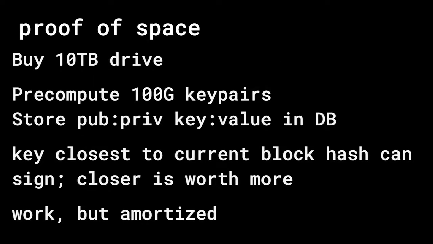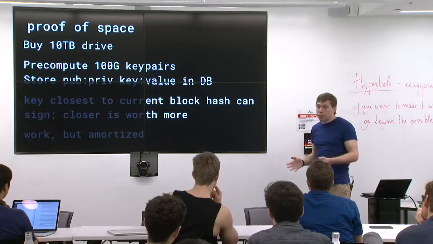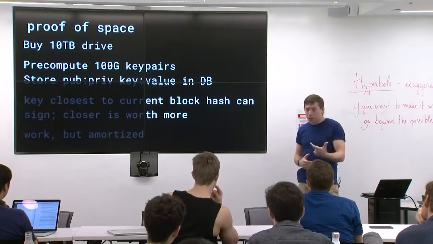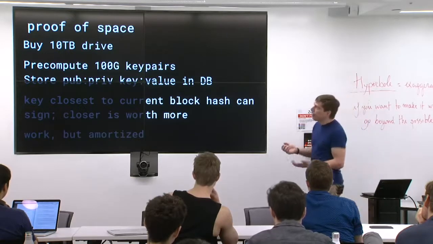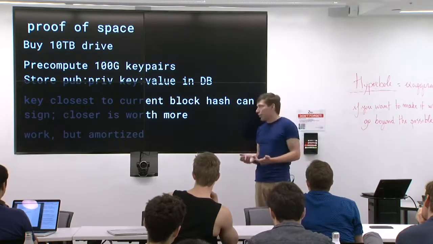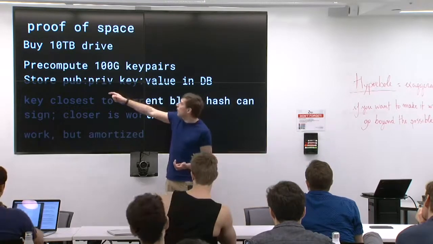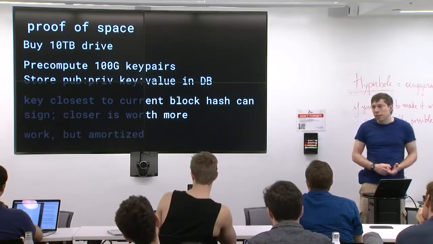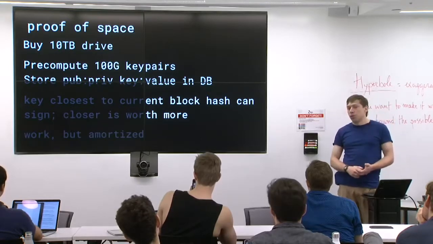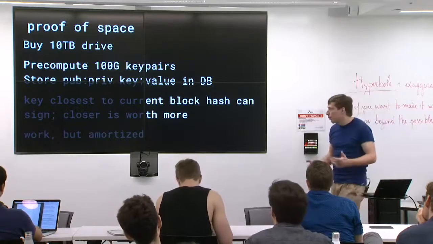So you buy a 10 terabyte drive, okay? You pre-compute 100 billion key pairs. This takes a long time, and this is work, right? You're doing 100 billion computations of coming up with a random private key, multiplying by G, getting the pub key, and you store it in a key value store, like a database, LevelDB or something, on your hard drive. The key is the pub key, and the value is the private key. So you remember your key pairs, but you've sorted it in a way so that you can quickly go through the pub keys, with log n search time, some kind of binary tree, whatever it is, in your database.